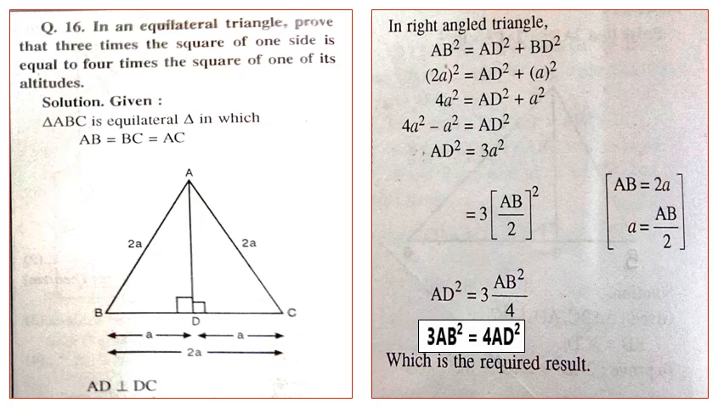Then the denominator 4, we can take it to the LHS. Then we'll be getting 4AD square is equal to 3AB square. That is 3 times the square of the side is equal to 4 times the square of its altitude. That is, in any equilateral triangle, 3 times the square of its side is equal to 4 times the square of its altitude, which is the required result.